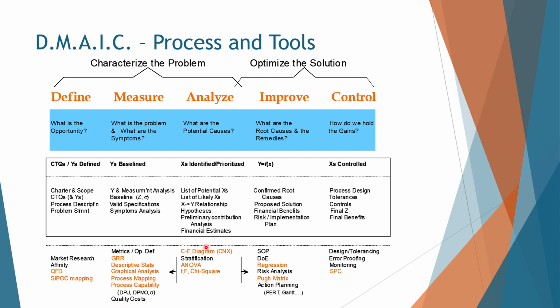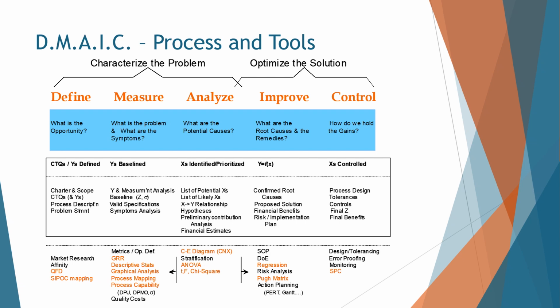Lastly, you want to do market research. You can do an affinity diagram, quality function deployment, especially when you're designing a product or a service, and you'll have SIPOC mapping, which we'll be learning about. This is just a little brief overview. So the metrics and operational definition, you got your gauge reliability and reliability, descriptive statistics, graphical analyses, process mapping, process capability. This is all that we're going to be learning about in greater detail when you move up into the belts. This is just telling you what some of the tools that are available.